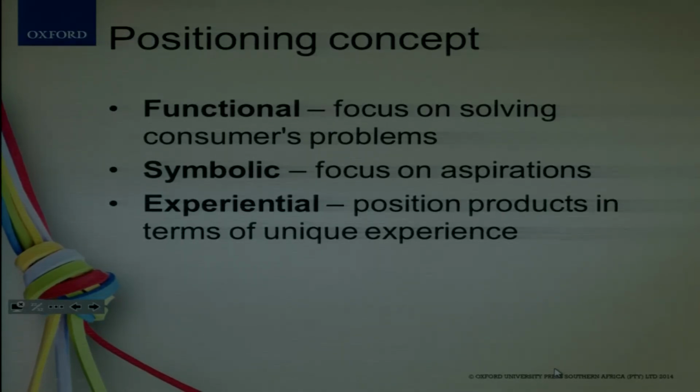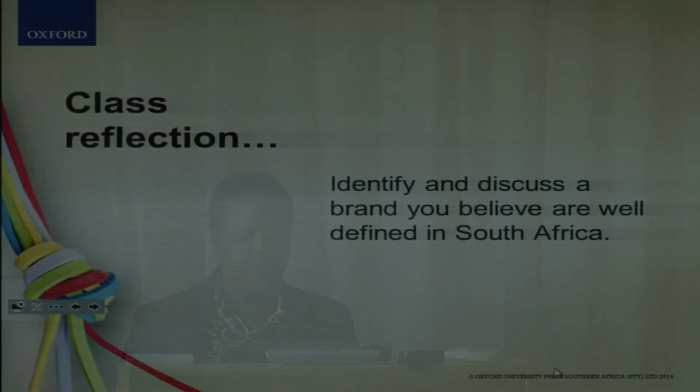Symbolic, you focus on aspiration. What do people aspire to? And experiential, you look at positioning of products in terms of unique experience. What unique experience are you bringing to your customer? What is that aha moment where the customer says, I've utilized this product and it's working? Or I've got this service which has satisfied my need, and there's a likelihood that they can inform other customers who have a similar problem.